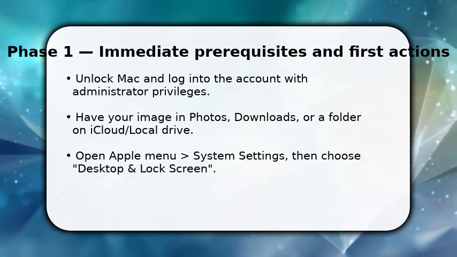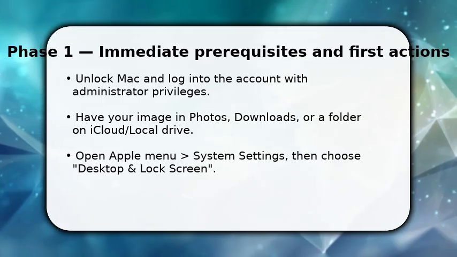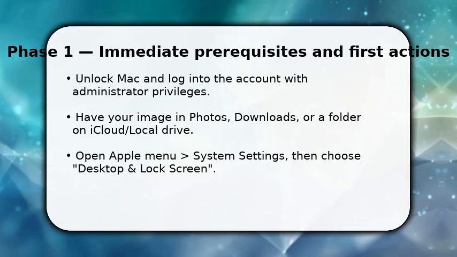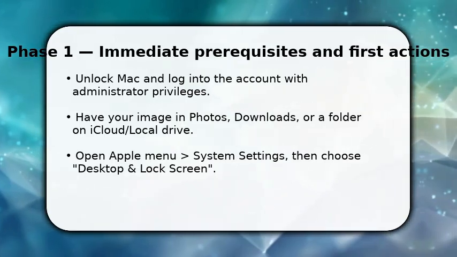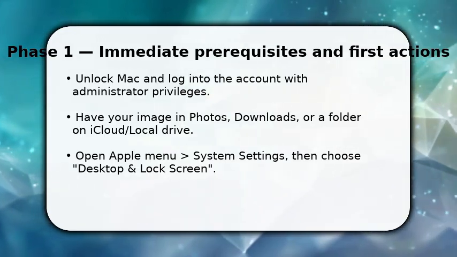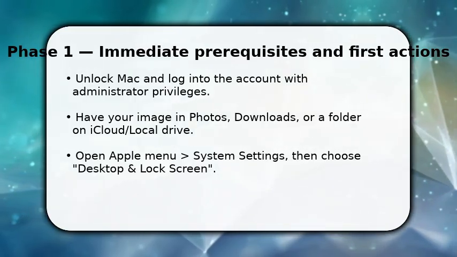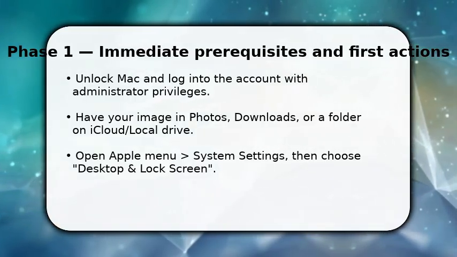You start by unlocking your Mac and making sure you have an image available. This saves back and forth. Once done, open the Apple menu and select System Settings, then go straight to Desktop and Lock Screen. You may need to click the padlock and enter your password to make changes. This ensures you have permission to modify the lock screen.